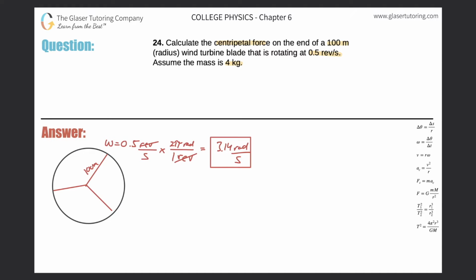Now, let's start with the question. Calculate the centripetal force. So let's use this equation. Let's write it down. The centripetal force is equal to the mass of the object that's rotating multiplied by the centripetal acceleration that object is experiencing. Great. Do I know the mass? Yes, they told me 4 kilograms. Do I know the centripetal acceleration?